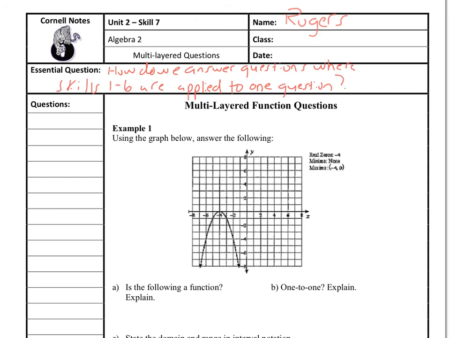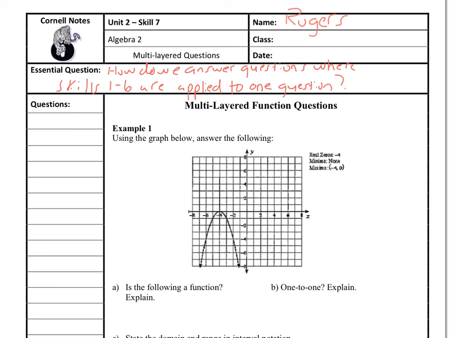Alright, here we go. So Unit 2, Skill 7. How do we answer questions where skills 1 through 6 are applied in one question, basically. Kind of a review mixed all together, and it gets kind of challenging when they're all together like that. So here we go. Is the following a function?